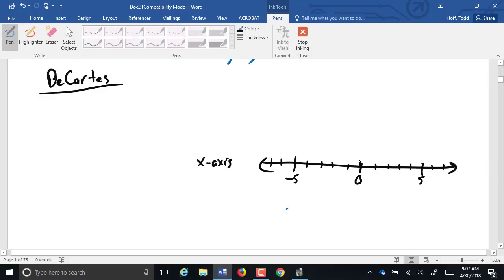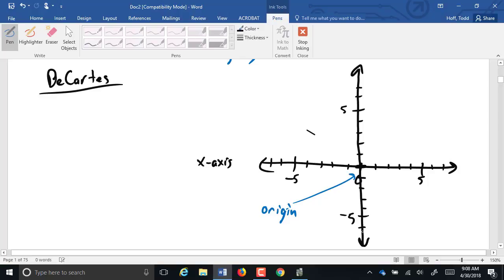And then we're going to do a second number line that goes through the 0 of this first number line, and instead of going horizontal, this one goes vertical. And the 0 of that number line is going to be on top of the first number line, so the two zeros are in the same spot. That spot where the two zeros are at is called the origin, because that's where both number lines come together. And on this one, we'll number positive going up and negative going down.